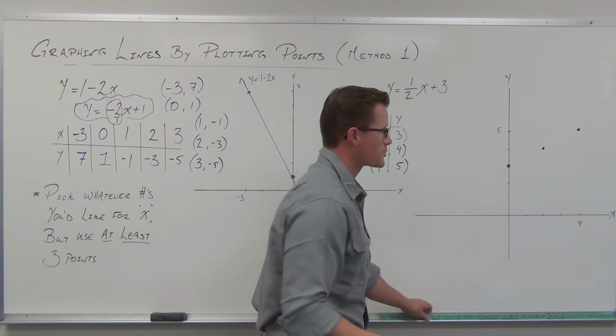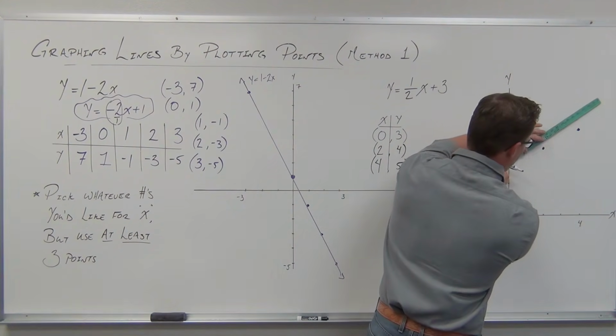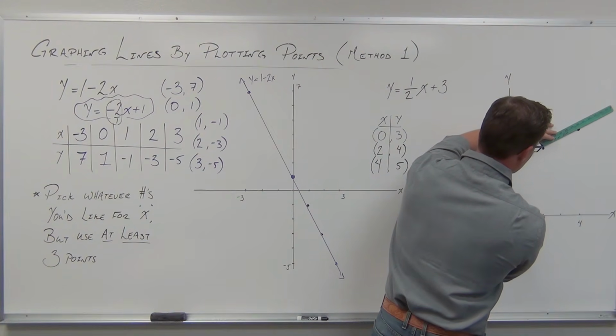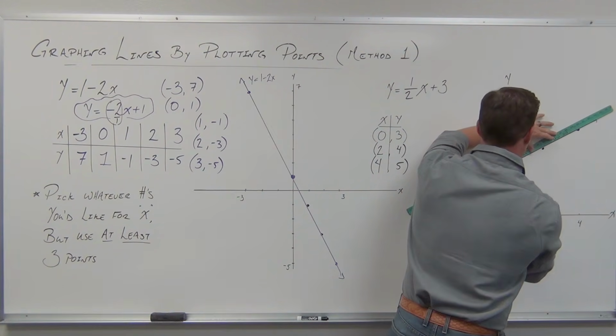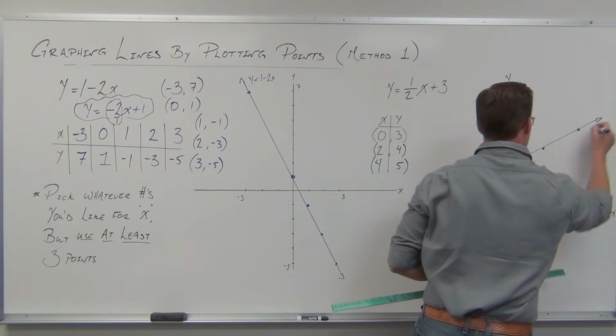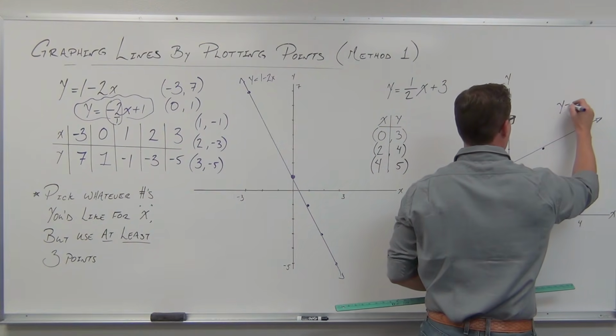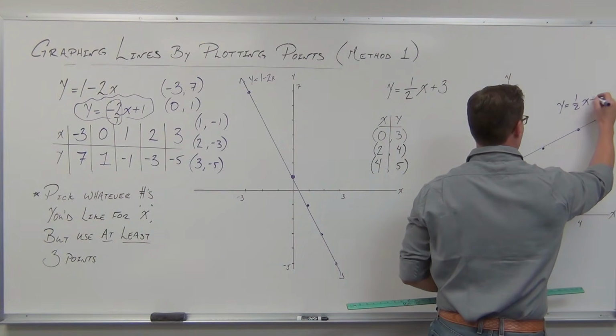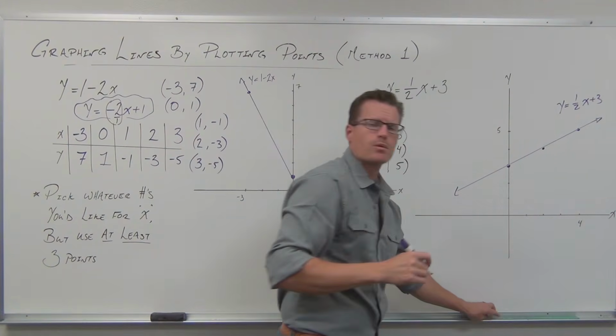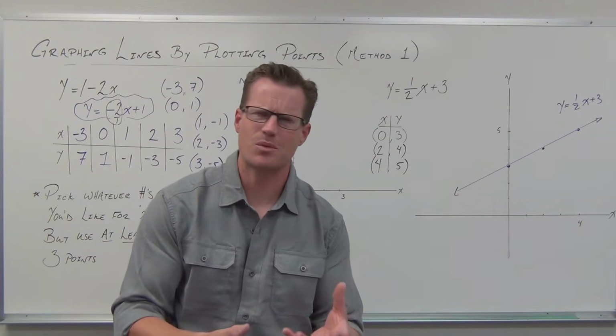All right, so it looks like a straight line. Let's draw the straight line, a diagonal line through these points. We label it, we're pretty much done, but again, don't miss this. This is what we're trying to do.